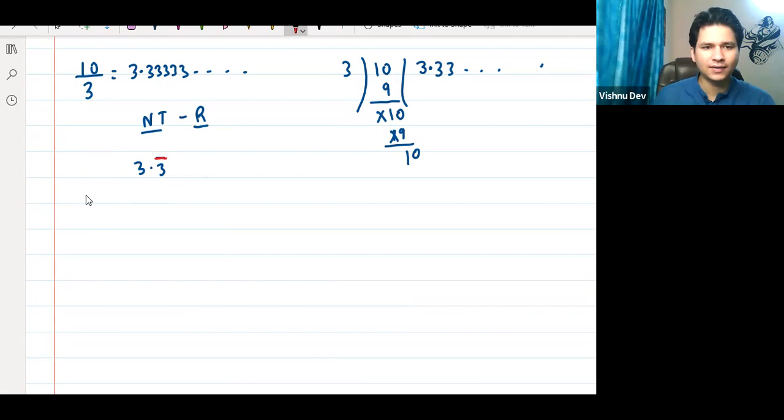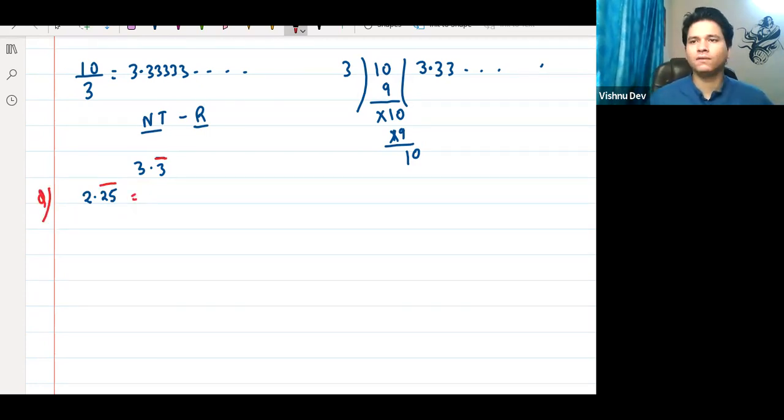So if I write like this, think about it. If I'm having decimal 2.25 bar, 2.25 whole bar, what is the meaning of this? Tell me. How many digits are repeating here? One digit is repeating or two digits are repeating? Tell me. Very good, Mihan. Very good, Asandhya. Very good, Ananya. Yes, correct. So it is basically 2.25, 25, 25, and so on. Okay? Correct. Very good.